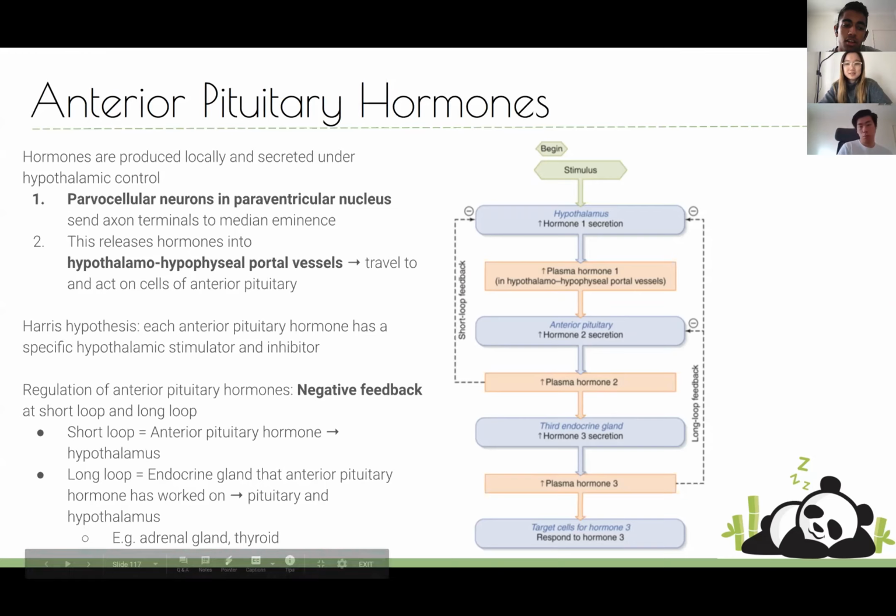And there is a very distinctive pattern of feedback. You have your short loop feedback, which is essentially your anterior pituitary hormone looping straight back to the hypothalamus to decrease secretion of the first hormone that triggered it. Or the anterior pituitary hormone will cause secretion of another hormone by a third endocrine gland, for example your adrenals, which will come back and then inhibit the anterior pituitary and the hypothalamus. That would be a long loop.